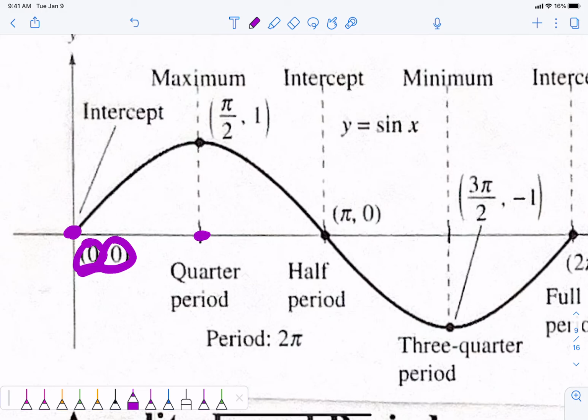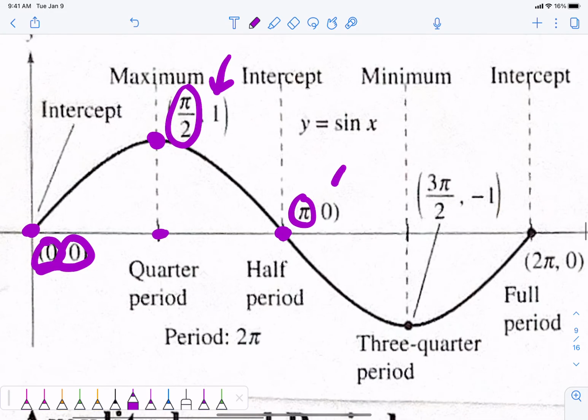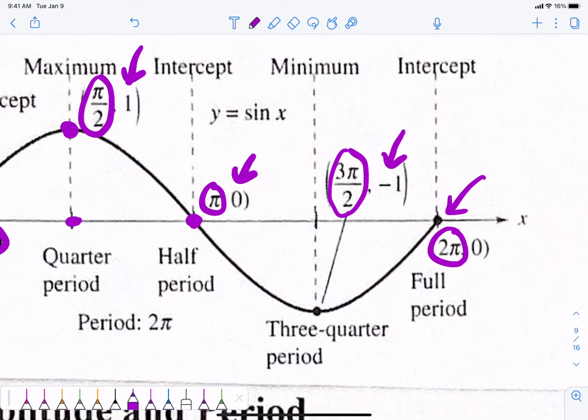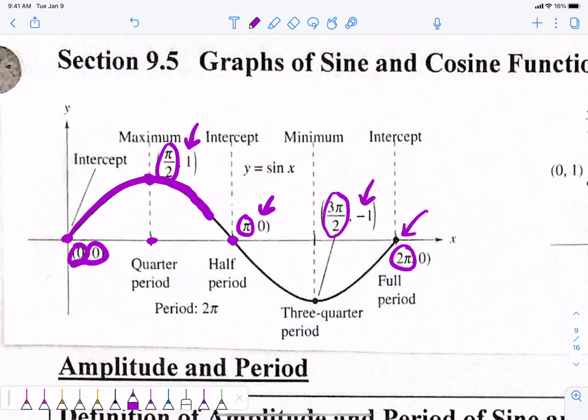If I go over to pi over 2, what is the sine value at pi over 2? 1. So they're graphing it according to the unit circle. If I go to pi, what is the sine value? 0. So we're back down to 0. At 3 pi over 2, the sine value is -1. And at 2 pi, the sine value is back at 0. So it's like taking the unit circle and elongating it, rather than going full circle, it's stretching it out along the x-axis. Same thing with cosine.